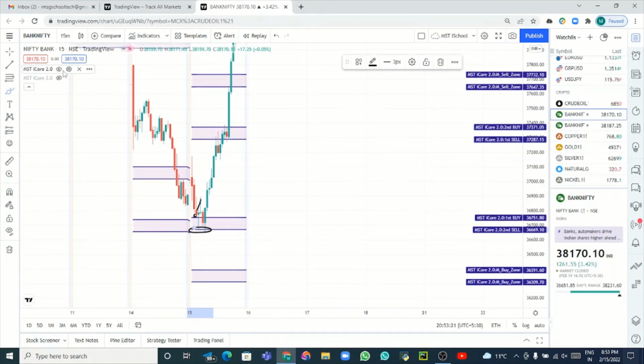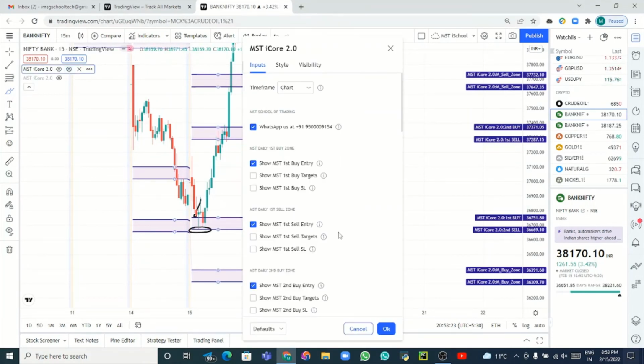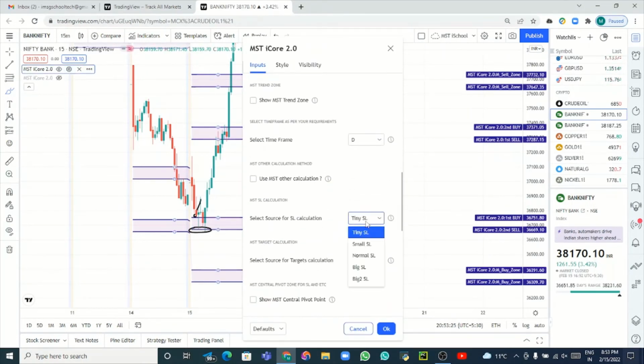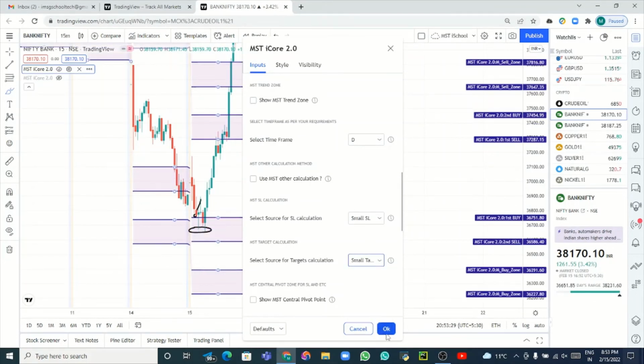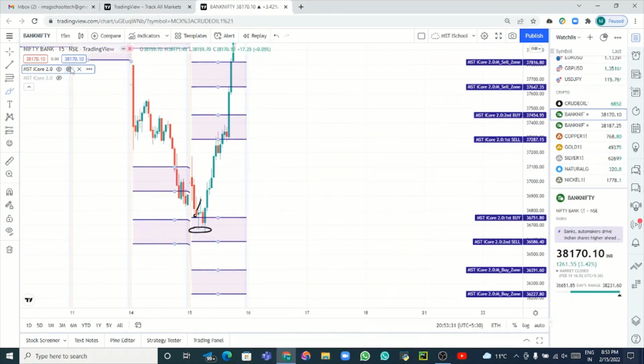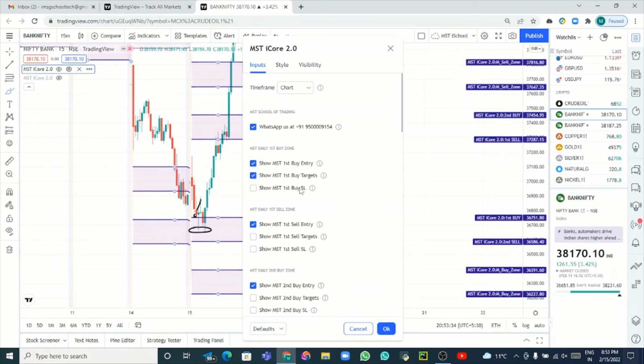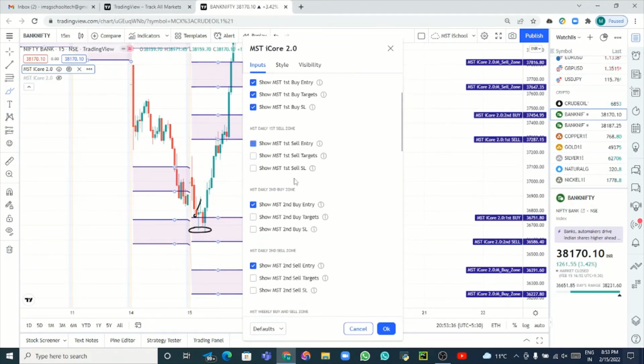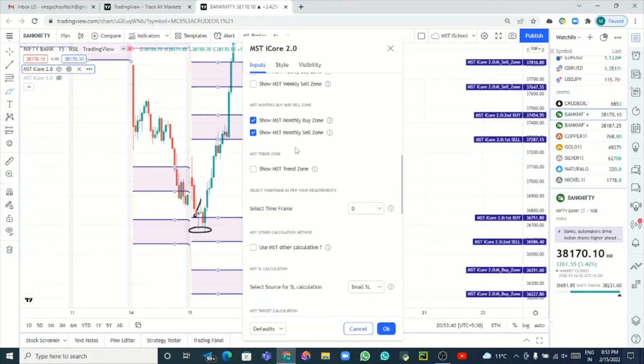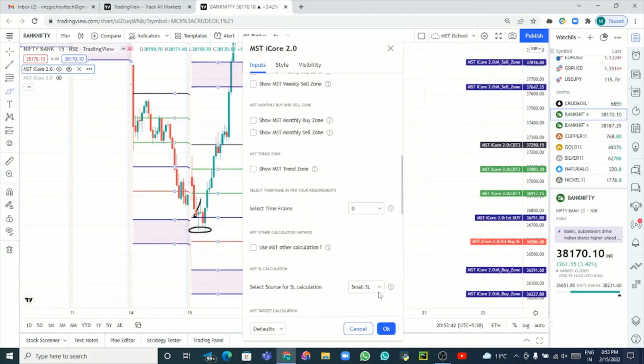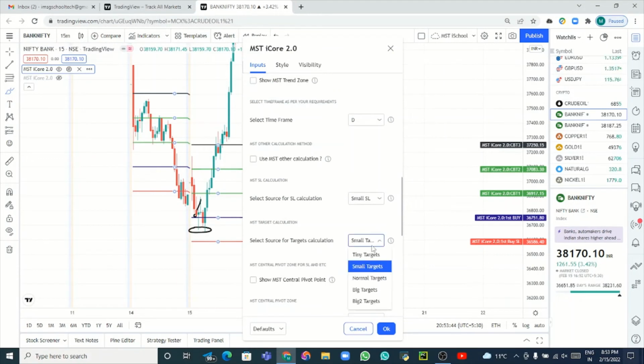So this is how we have to trade. And this I have kept a tiny SL. So if you want you can keep it in small SL, and you can keep it in small targets. So we can consider buy got activated. I will remove everything except the buy. So now you see how many targets we have achieved. So of course small targets, all the targets have been achieved.